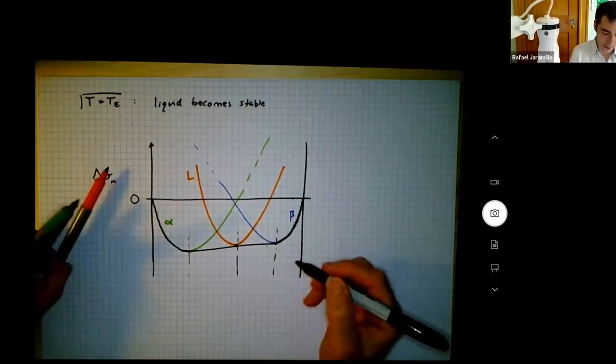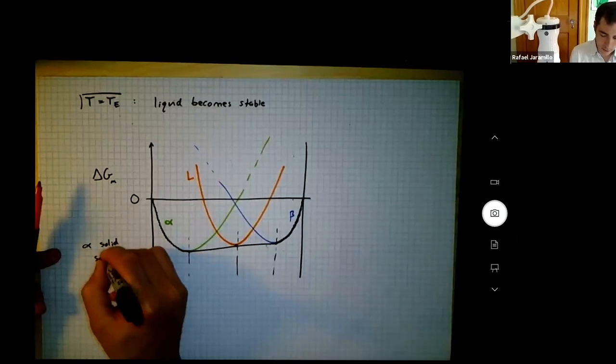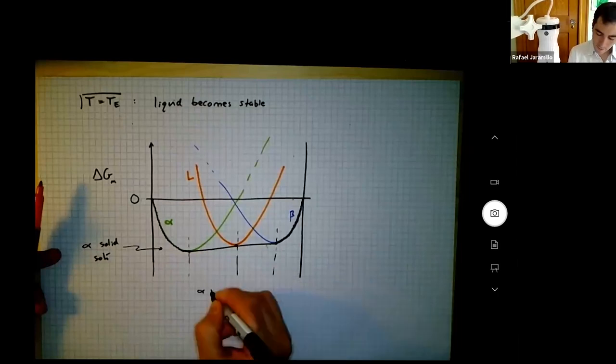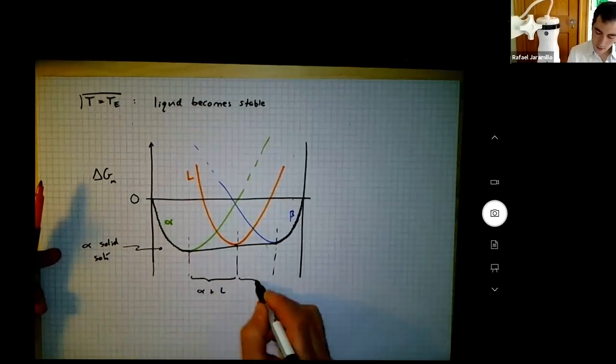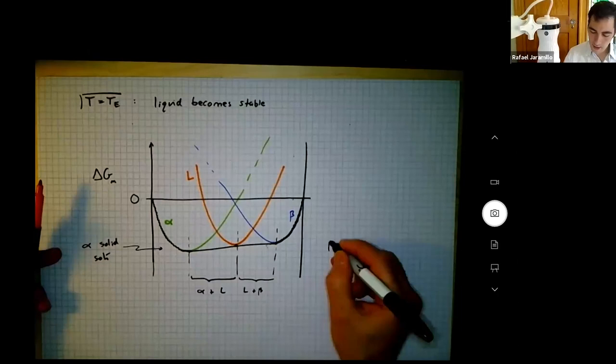Again, on the left-hand side, I have an alpha solid solution. This here is alpha and liquid. This here is liquid and beta. And this is a beta solid solution.